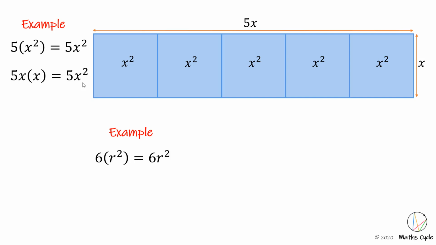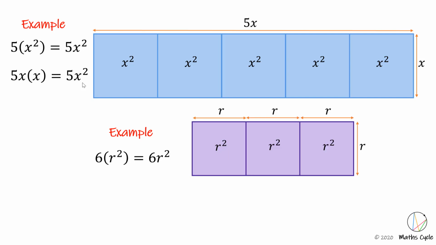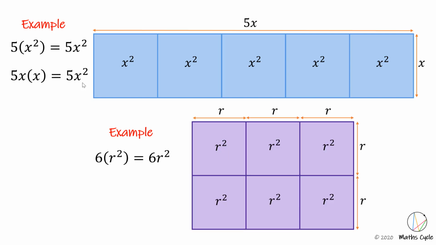What about the example if I have 6 r squareds? Okay, so then 6 of them. So there's 1, 2, 3, 4, 5, 6. So there's 6 r squareds. So there's my answer, 6r squared.